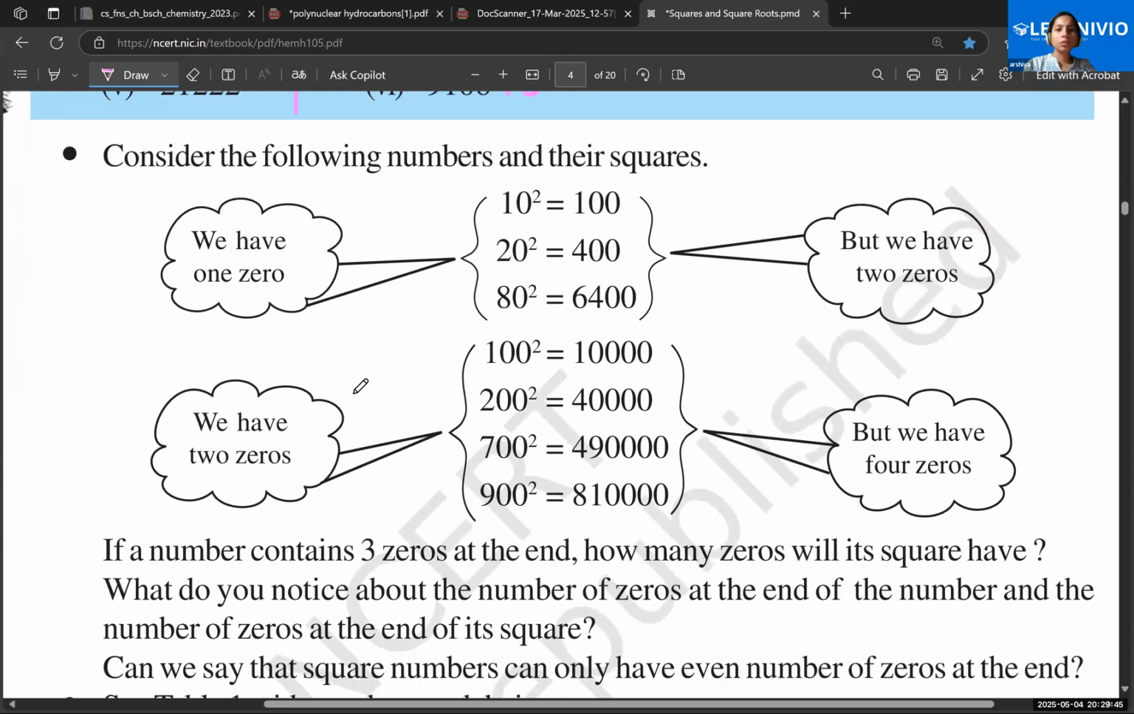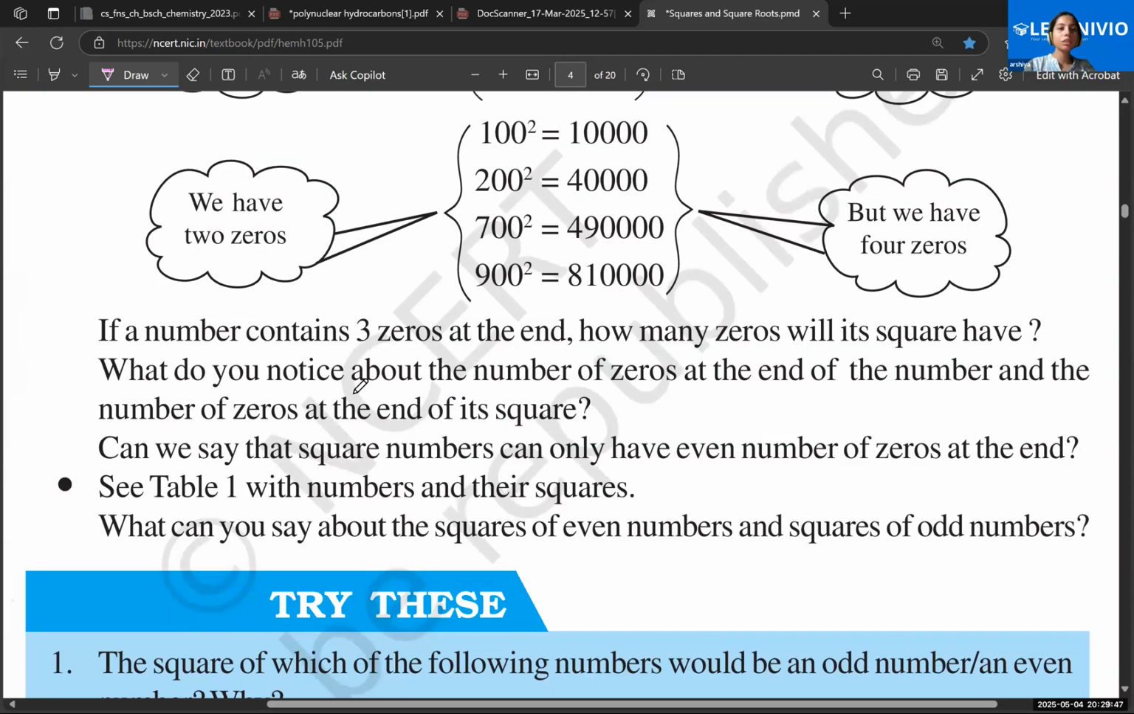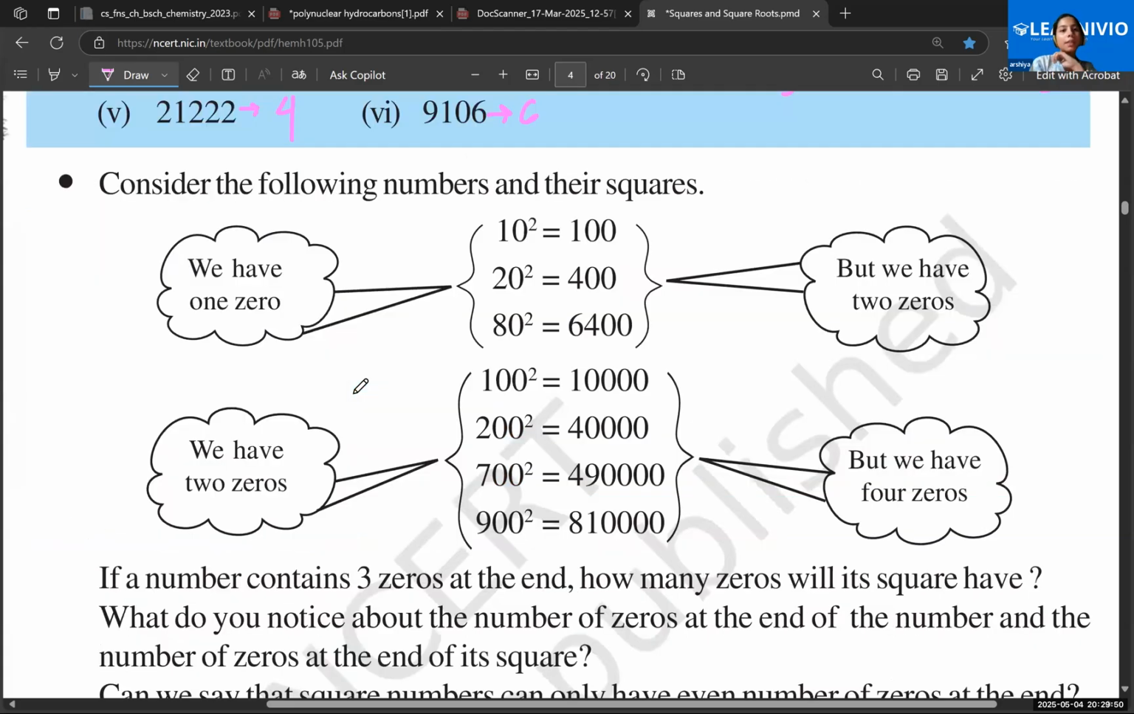Now the next rule we have written. Basically they are saying in this one, so when you have 10 square, if you open this up, 10 times 10, you will have two zeros. So that's why we are doubling the number of zeros. Here we had one zero, but here we will have two zeros. So here we have two zeros, so here we will have four zeros, because we are multiplying the same number again.